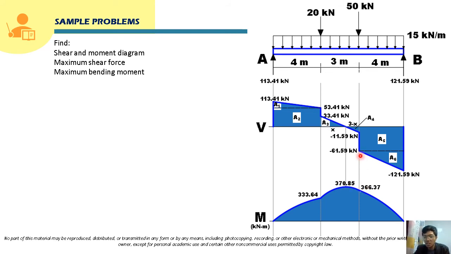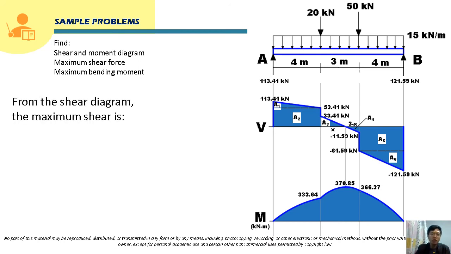Also, from this point up to this point, the shear is also a triangle. So the moment here should be parabolic, and since the shear is sloping down, the moment should be concave downward. From here, we can now locate the maximum shear and the maximum bending moment. So this is already the shear and moment diagrams.